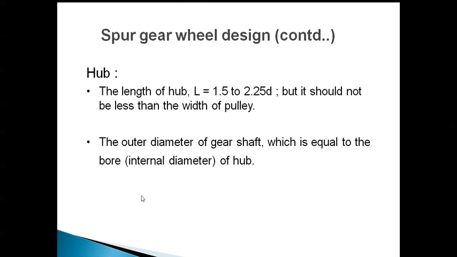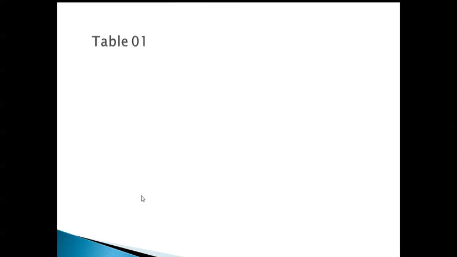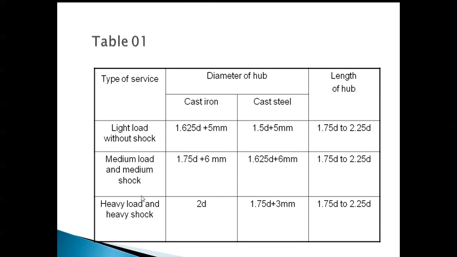The outer diameter of the gear shaft is equal to the bore of the hub. So the internal diameter of the hub equals the shaft diameter D. The diameter of the hub in terms of shaft diameter is indicated in the table. So the diameter of the hub and the length of the hub.